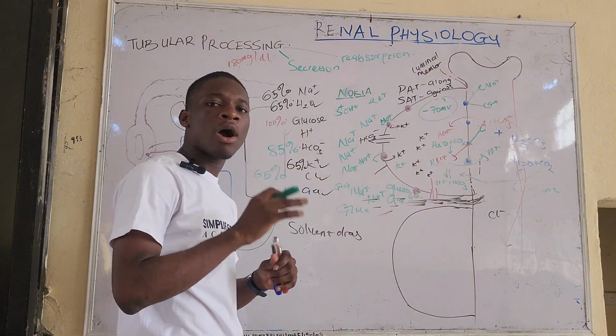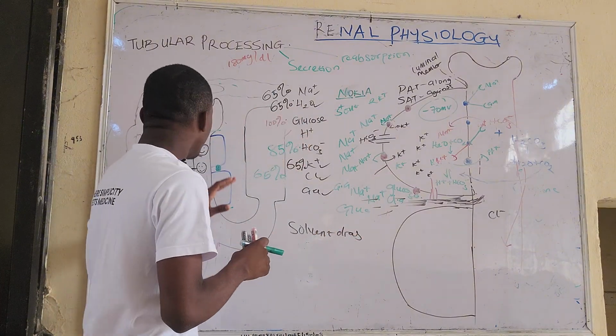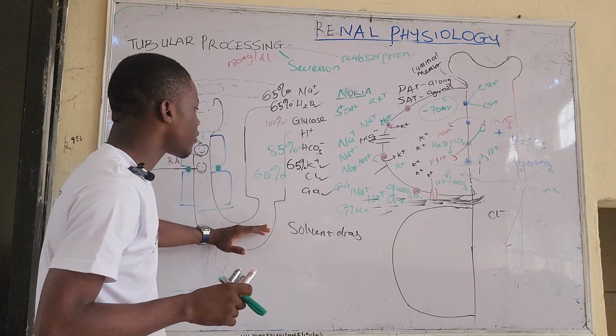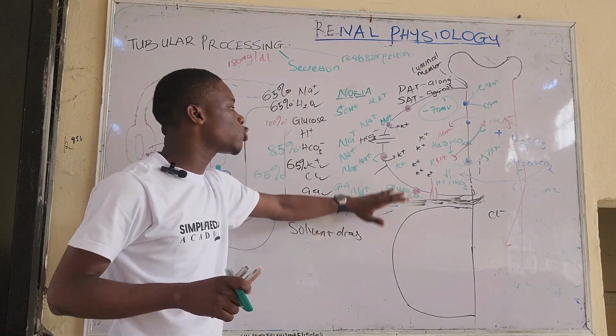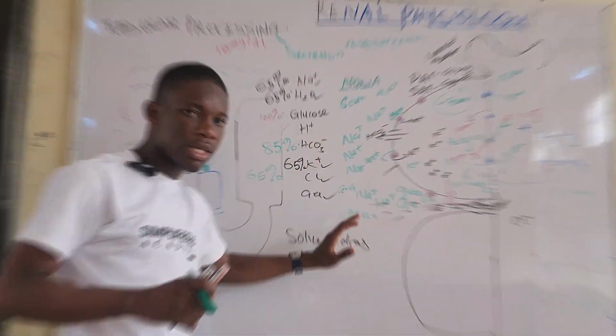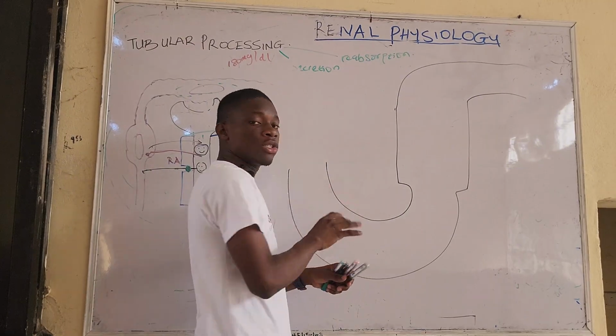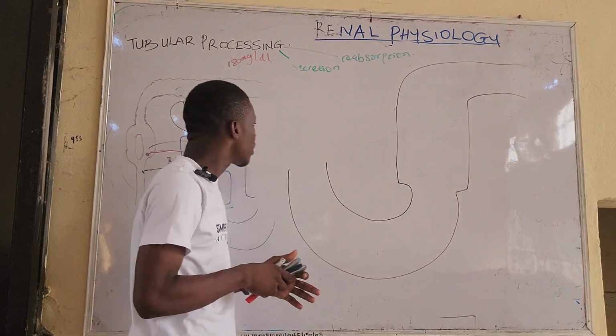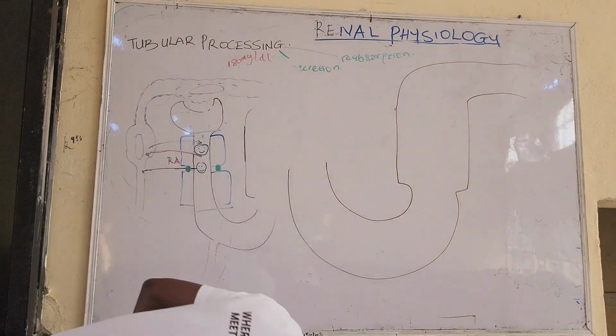So that's basically how the PCT works. From the PCT now, I'll move to the loop of Henle. I will explain how these ions are also reabsorbed in the loop of Henle. Is it clear? I hope what I draw here is not confusing. I've looked at the PCT.